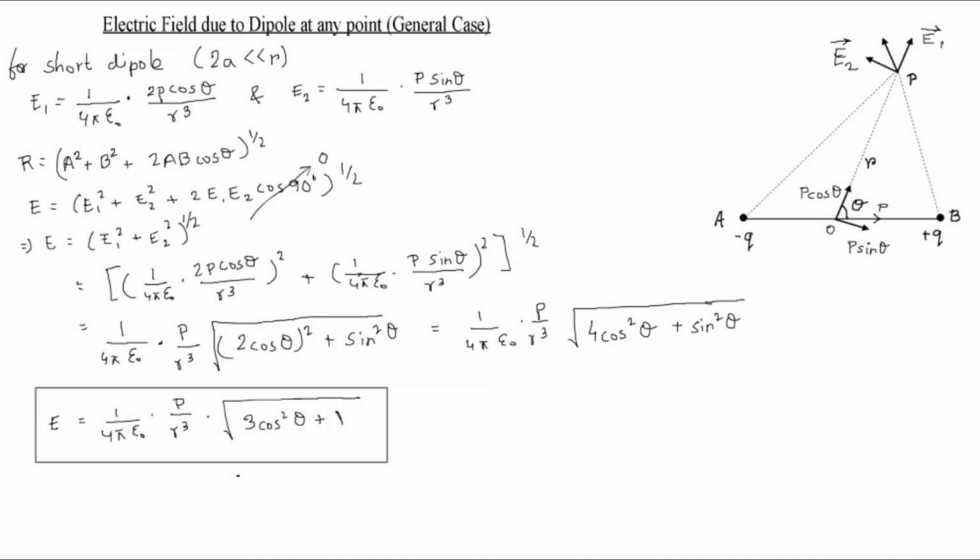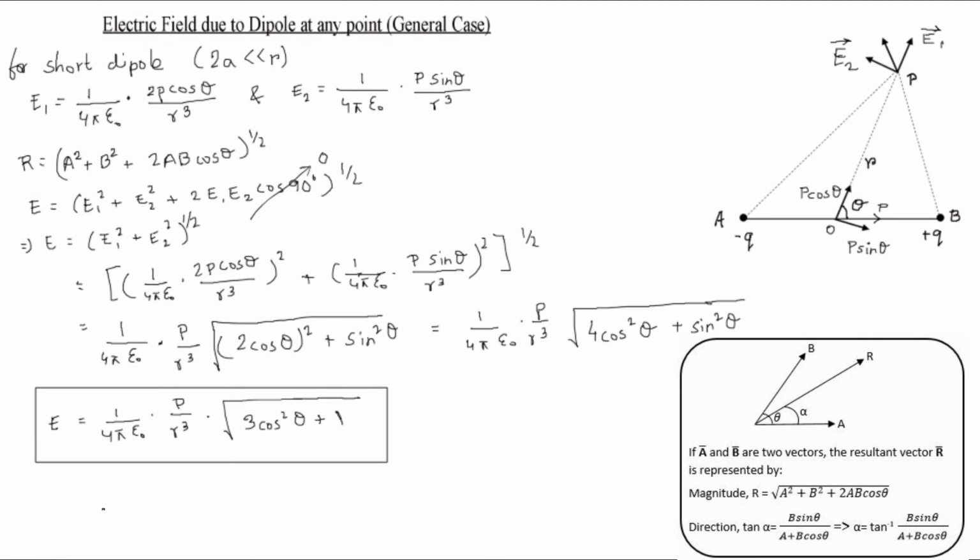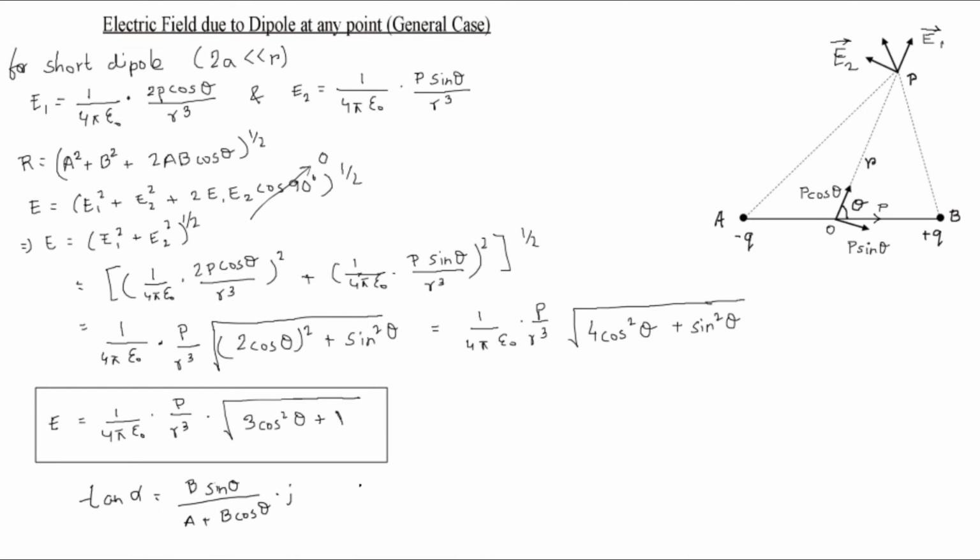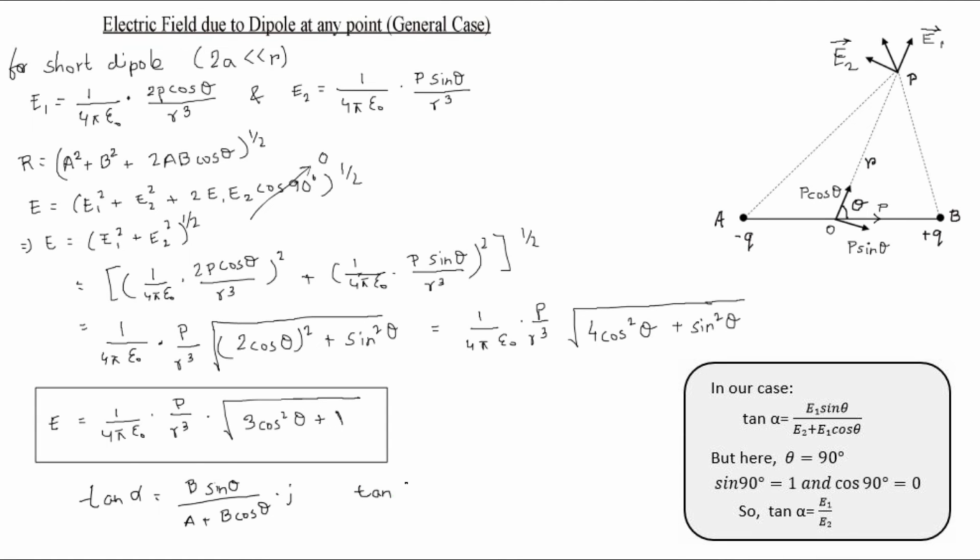Now comes the direction. So what will be the direction? In our previous video we found a way of calculating direction, the general case for calculation of direction. So we found that tan alpha is equal to b sine theta by a plus b cos theta. So this was the basic formula, for the general case. In our case we can use this formula for tan alpha. So this angle is our alpha.